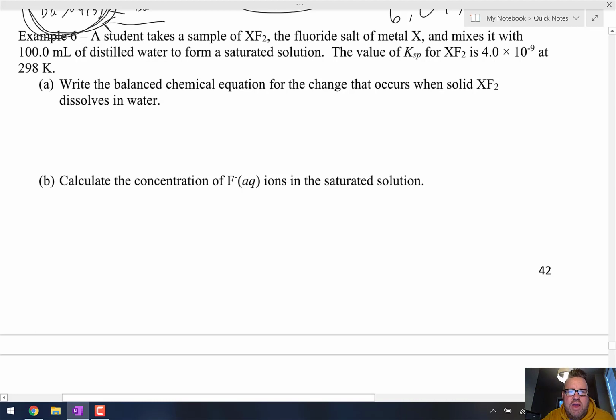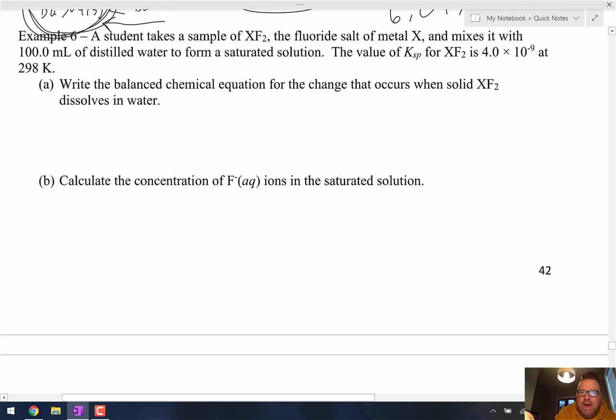A student takes a sample of XF2, the fluoride salt of metal X, and mixes it with 100 milliliters of distilled water to form a saturated solution. The value of KSP is 298. Write the balanced chemical equation for the change that occurs when solid XF2 dissolves in water.